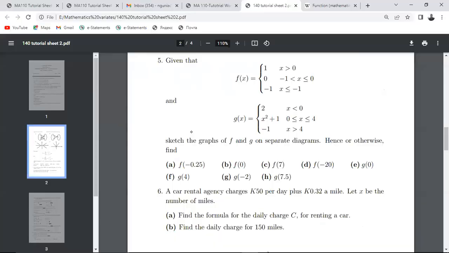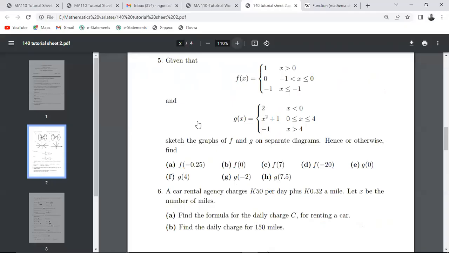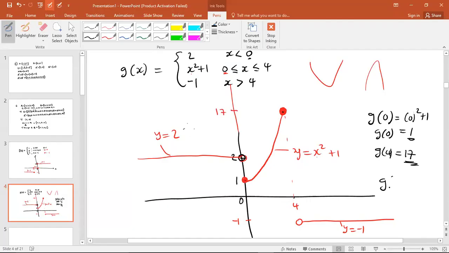Then you go to the next one. You have G of 4. So you find that your G of 4, that is the 4, is in the same function, of course, giving you 17. No need for you to worry or start solving. You just insert in the same to give you 17. That's G of 4. Then you can also get your G of negative 2. So you find that your G of negative 2, what is it going to be?